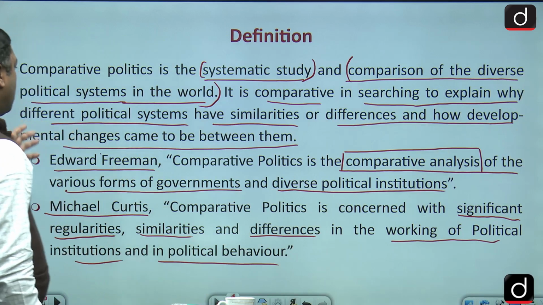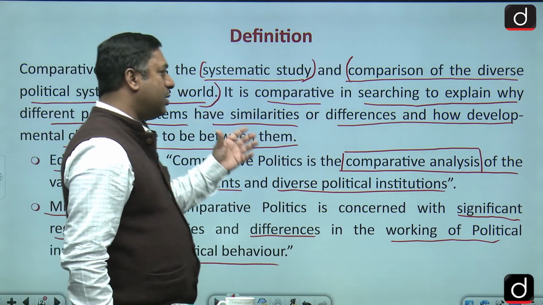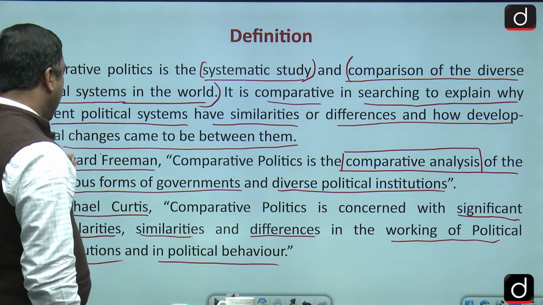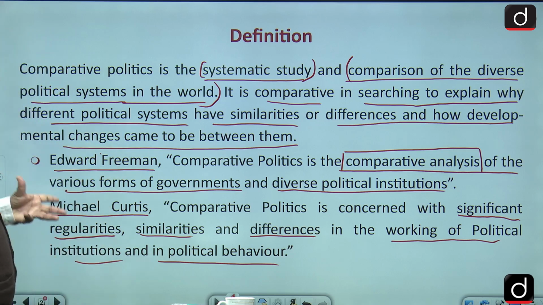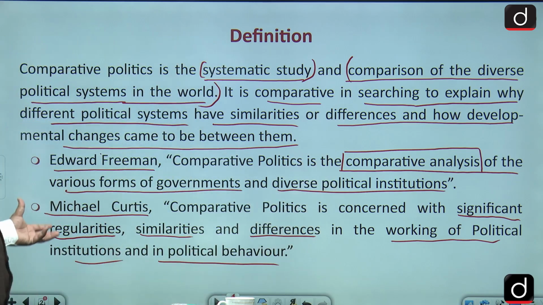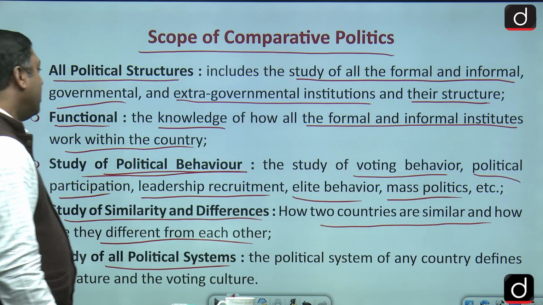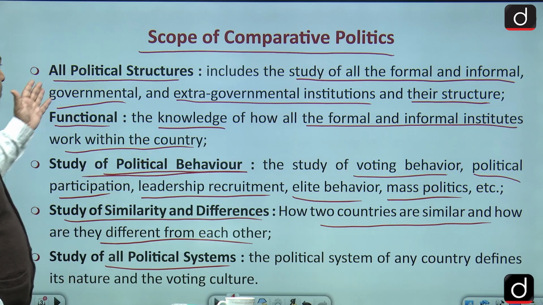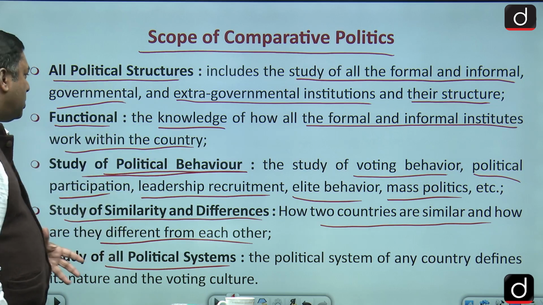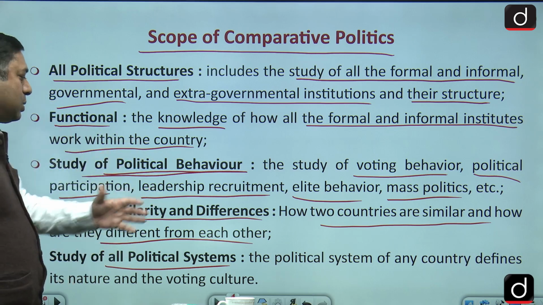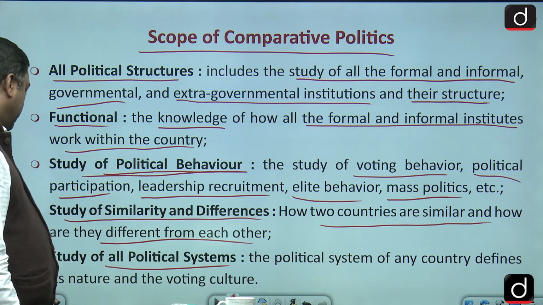And we also talked about the different political systems, their differences, their similarities, and how developmental changes are coming between them. Then Edward Freeman and Michael Curtis, their definitions we talked about. Edward Freeman talks about comparative analysis, and Michael Curtis talks about the significant irregularities, similarities, differences which are there. Then we talked about the scope of comparative politics. Its scope is that it talks about all political structures, political functions, the study of political behavior, the similarities and dissimilarities, as well as the study of all political systems.